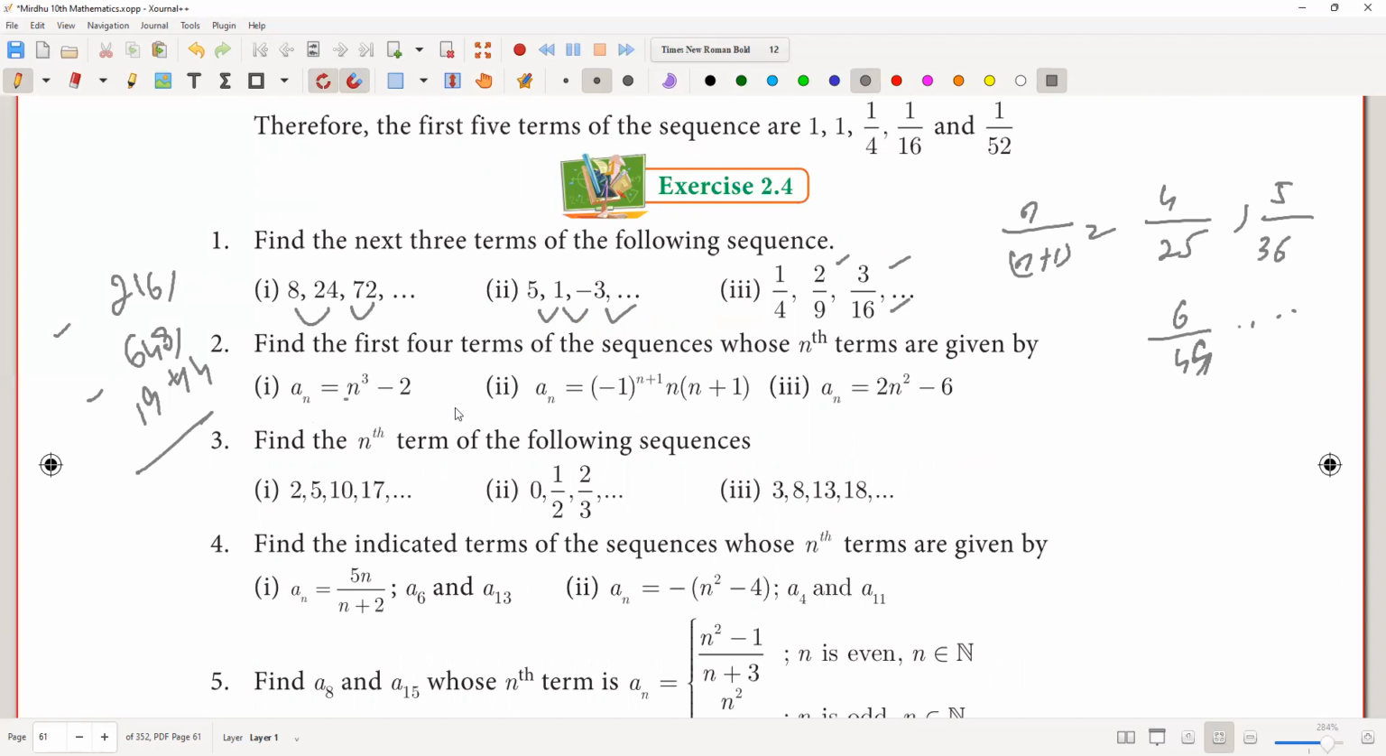So A1 is equal to 1 cube minus 2. The first term is 1. Which one? The first one. Why? Because they have already defined the first 4 terms. Okay, how does the first term become 1?